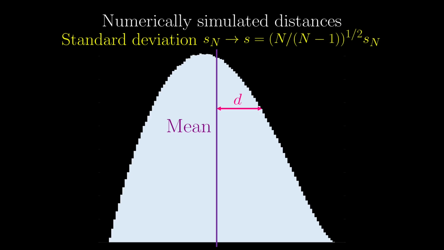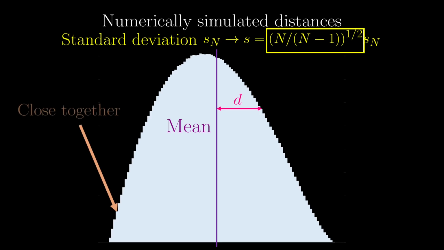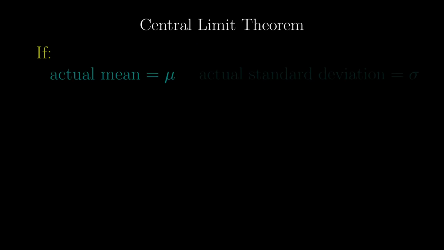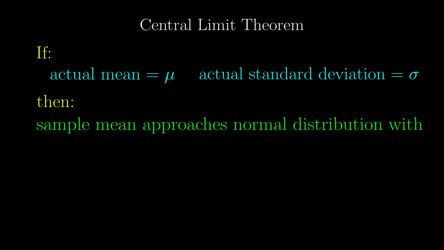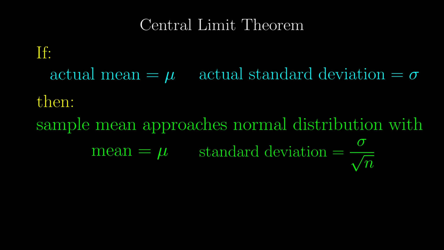If the standard deviation we calculated is Sn, then our estimate of the actual standard deviation is S, which is Sn, but adding a correction factor in front. It is possible to have picked points very close or far away from each other, but these extremes should cancel out when we consider the average, so the average should behave nicely. Indeed, by the central limit theorem, if the actual mean is mu and actual standard deviation is sigma, then the average of the samples taken should approach normal distribution with mean mu and standard deviation sigma over square root n, where n is the number of samples taken.